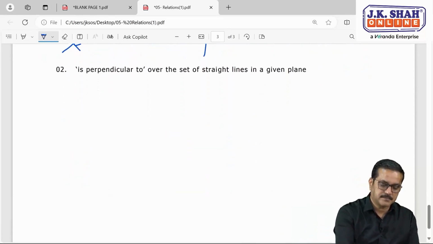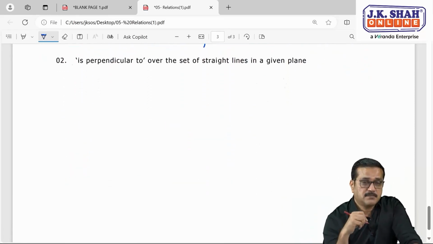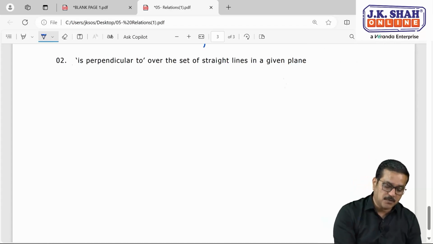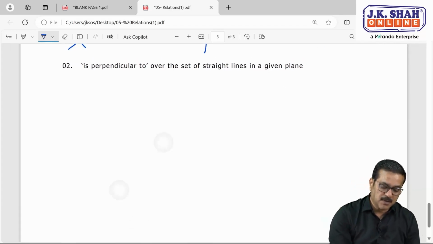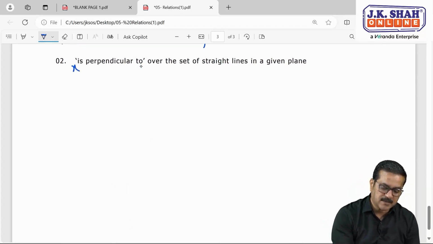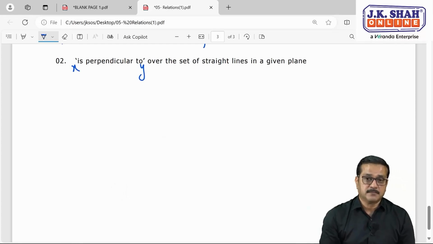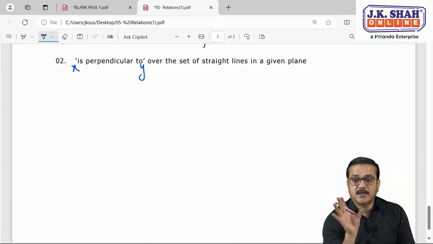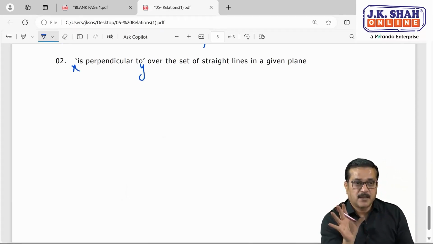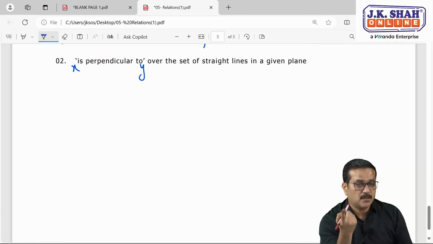Now, coming to the next question. First of all, I think you should be putting your x and y over here. Okay. So now at least I can read the relation. x is perpendicular to y. So my ordered pairs will have those x, y wherein x is perpendicular to y.